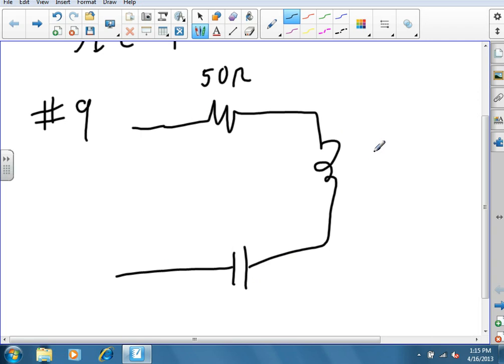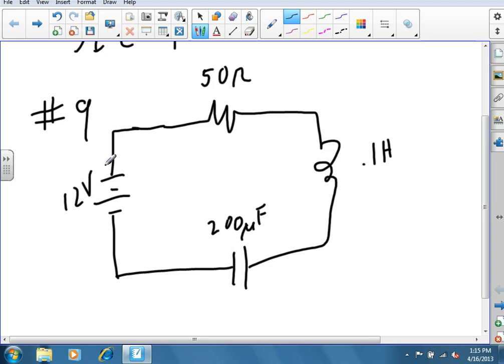No, I got a battery, 12 volts. Oh, okay. What is it? 0.1 Henry. And 200, is that what that is? 200 microfarads. And then there's a battery. That's 12 volts. Okay? Find the equation for the current.